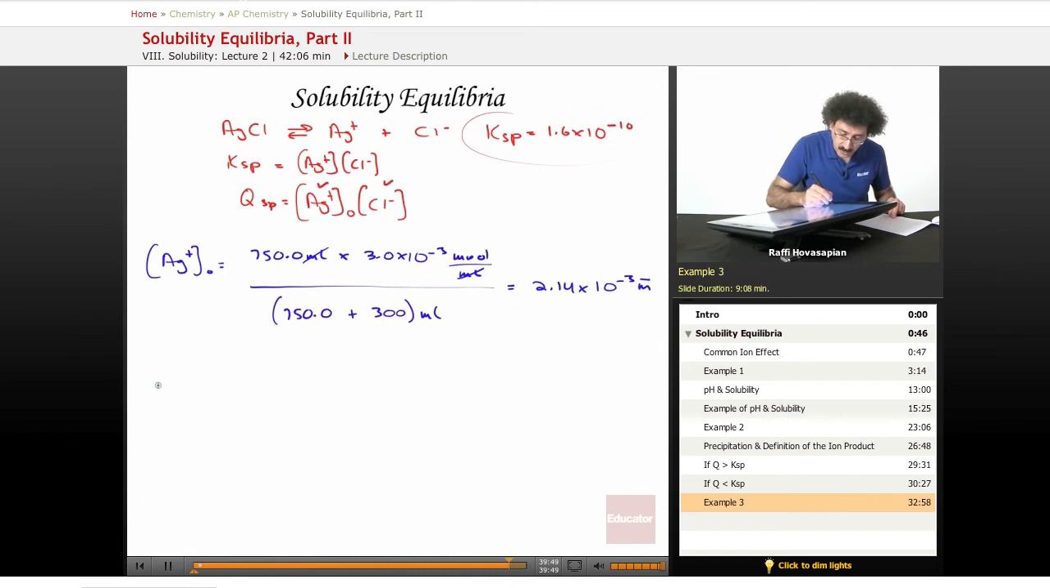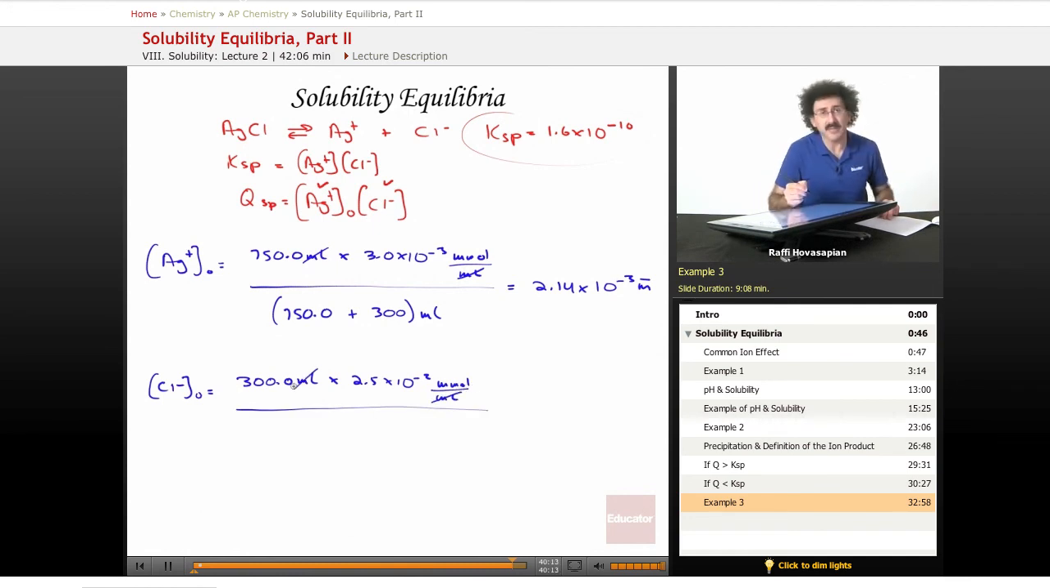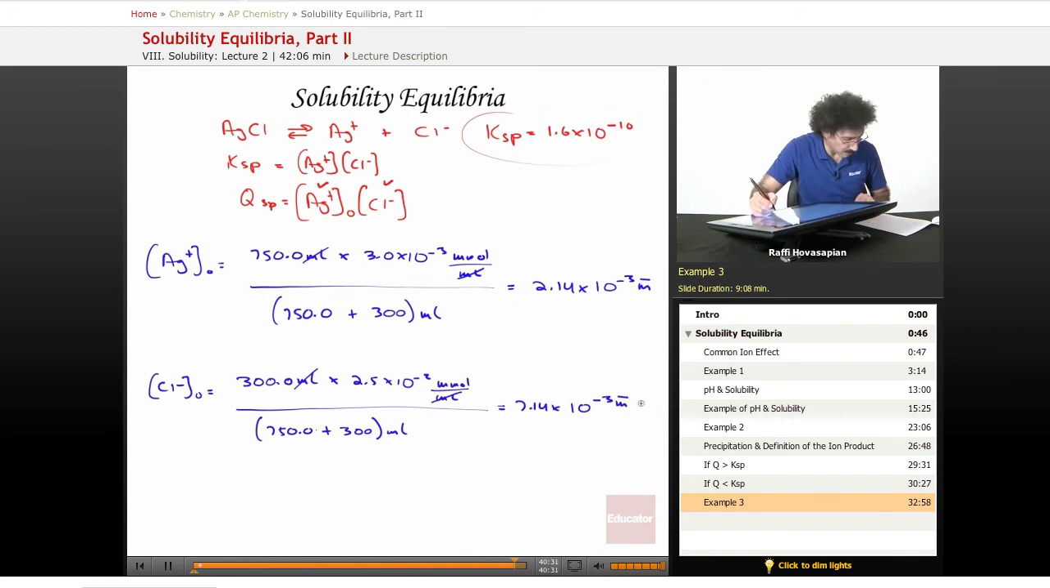Now let's calculate the initial chloride ion concentration. Well, it's equal to the total chloride ion and total volume. Well, the initial chloride solution, we had 300 milliliters of it, and the molarity was 2.5 times 10 to the negative 2 millimoles per milliliter. When you multiply those two, that'll give us the moles of chloride ion that we started off with in the second beaker, and now we've mixed them, and again our total volume is 750 plus 300 milliliters, and we get 7.14 times 10 to the negative 3 molar.